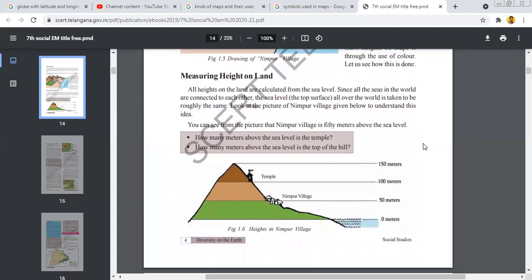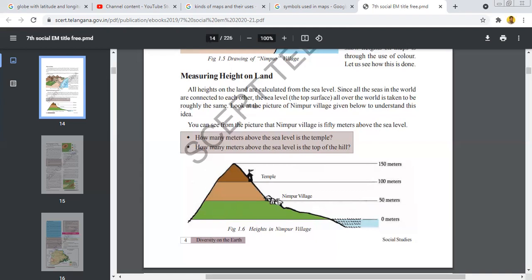First of all, you have to measure the height. You can observe here, the ocean is taken as 0 height. From here, the Rampur village is located at 50 meters height. Next, the temple is located at 100 meters height. The top of the hill is 150 meters from sea level. Here we can observe that different heights are there.